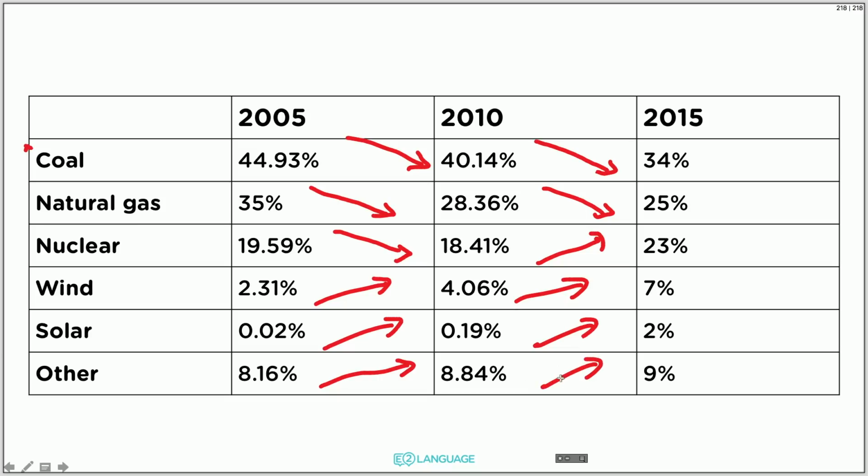So what are the general trends here? Well, we can say that coal and natural gas both decreased over the 3 years. We can say that nuclear fluctuated. We can say that wind increased, solar increased, and other increased. Now these will become general sentences or statements about what happened, and we can group them.